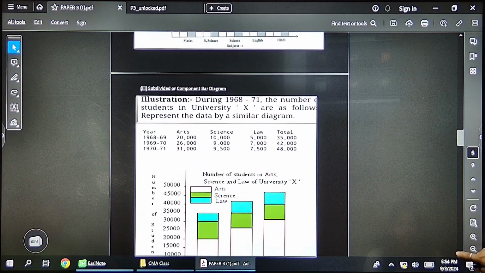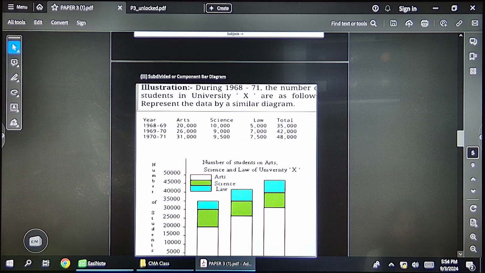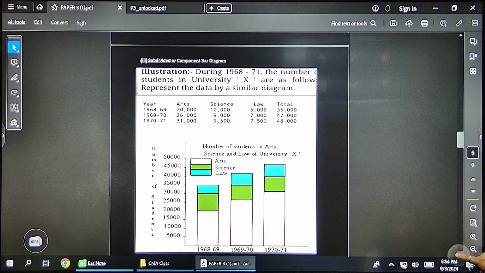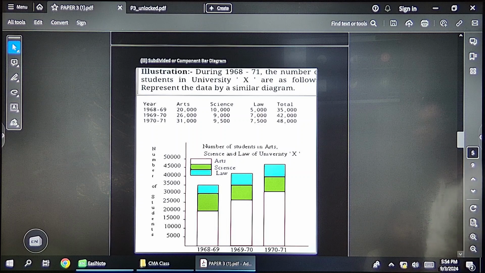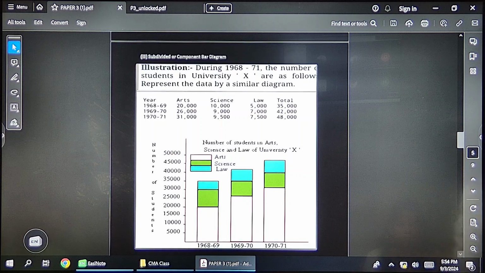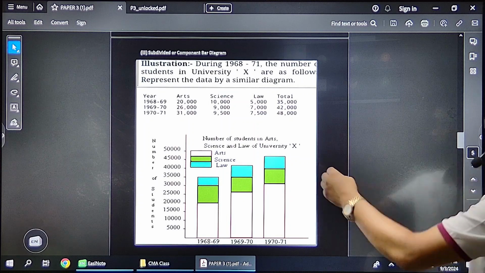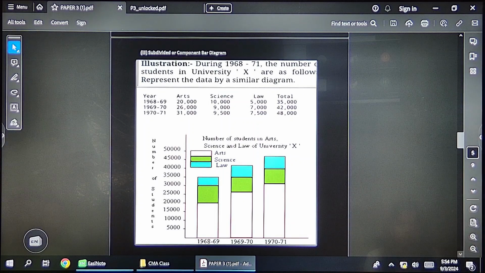Now coming to the subdivided, is it there in your module as well? Subdivided or component bar graph. Not difficult, but maybe unseen. I think you do not know the term, but it is not at all difficult. Let me read the question. Subdivided or component bar graph. So what comes in your exams? This type of bar graph will be drawn, and questions will be asked from there. Getting it? Look at this.